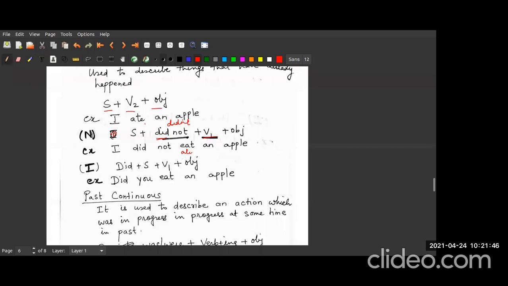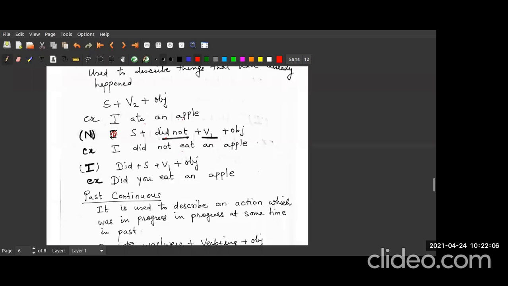I will send the PDF in the group. So this PDF I will send it in the class group and on the Snap homework also. So you have to write all these notes in the copy. Is it clear to all of you? Yes, ma'am.